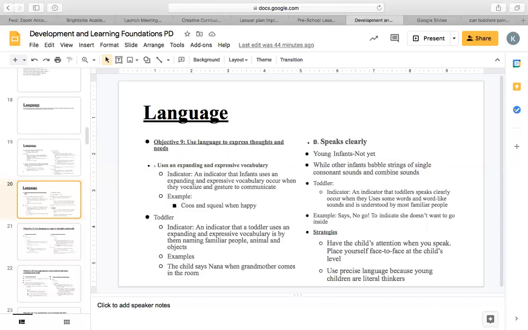Speaks clearly. Young infants, not yet, while other infants babble strings of single consonant sounds and combined sounds. Toddler. Indicator. An indicator that toddlers speak clearly occurs when they use some words and word-like sounds and are understood by most familiar people. Example, says no go to indicate she doesn't want to go inside. Strategies. Have the child's attention when you speak. Place yourself face to face at the child's level.